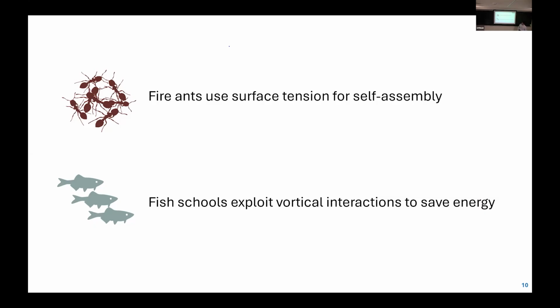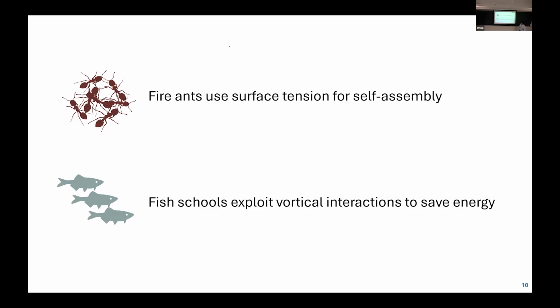Today, I'll talk about two main systems. I'll talk about fire ant rafts again, and this is more of a satisfying story, I would say, from a mathematical perspective, because things really come together nicely. And then I'll talk about fish schools, which is still an ongoing direction because of a lot of the different challenges that I run into that hopefully you'll appreciate.